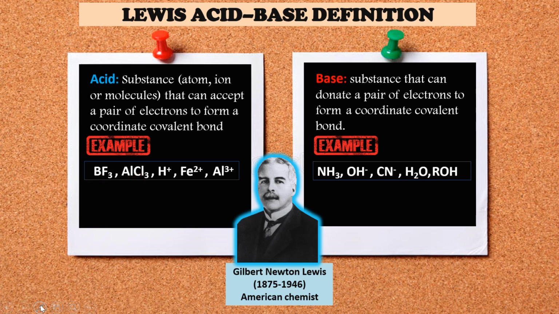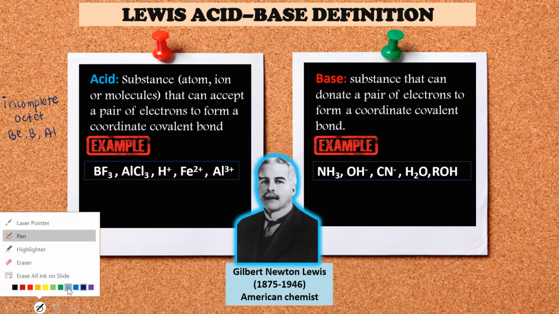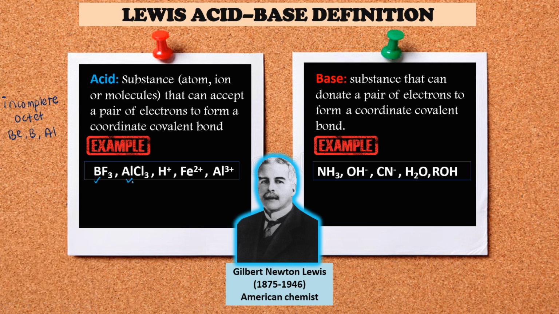So still remember about incomplete octet. For the case of incomplete octet, we have 3 elements: beryllium, boron, and aluminium. Since boron and aluminium have fewer electrons, they can accept a pair of electrons to form a coordinate covalent bond. So that's why BF3 and AlCl3 are acids.